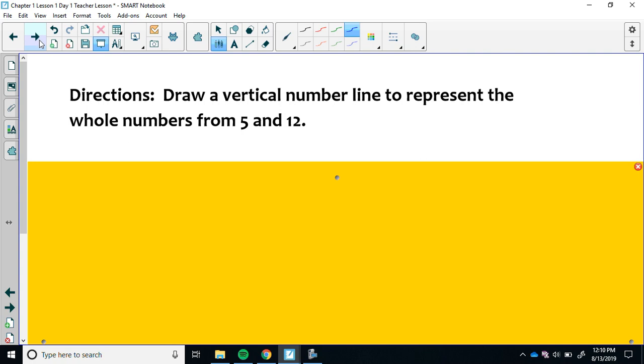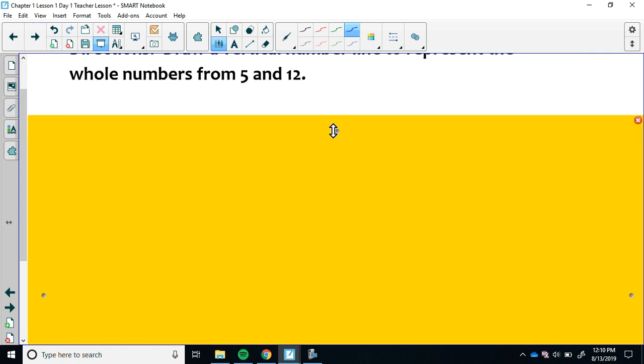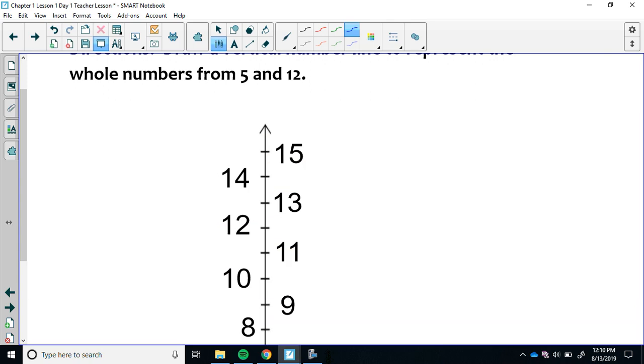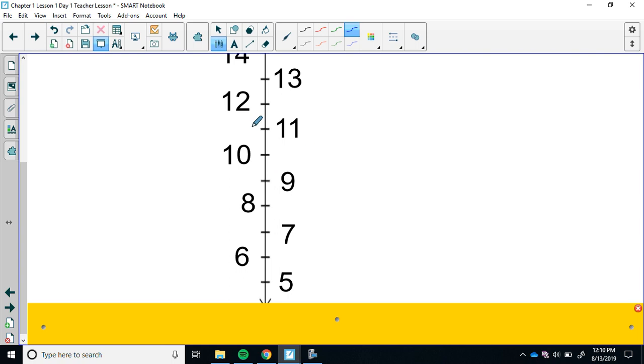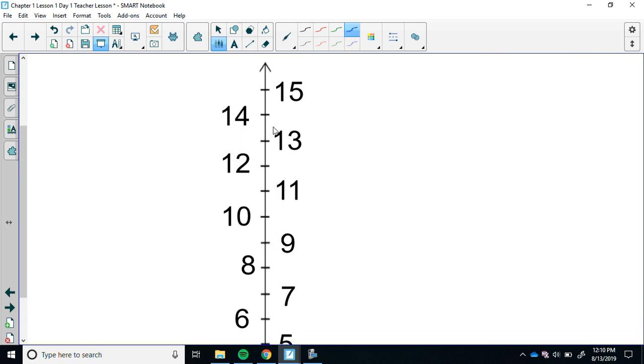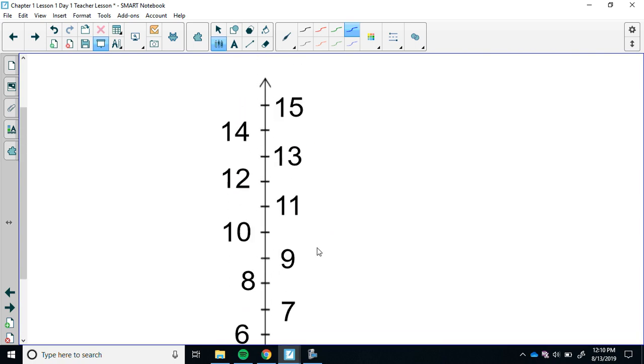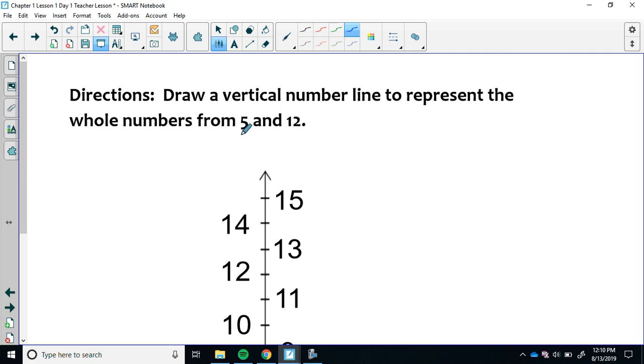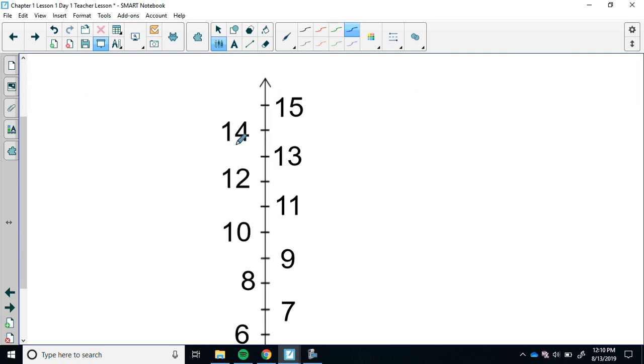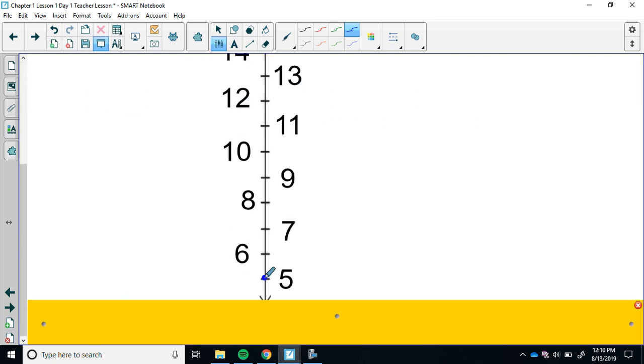Draw a vertical number line to represent the whole numbers from 5 to 12. So let's take a look at that. I started at the bottom and I did 5 to 12 and I did it on opposite sides just because it gives you more room and it's not quite as messy. So, whole numbers from 5 to 12. That means we will include 5 and 12 in our answer.